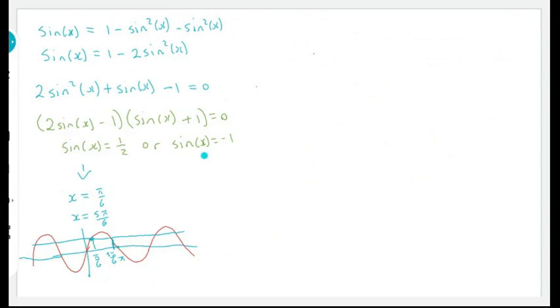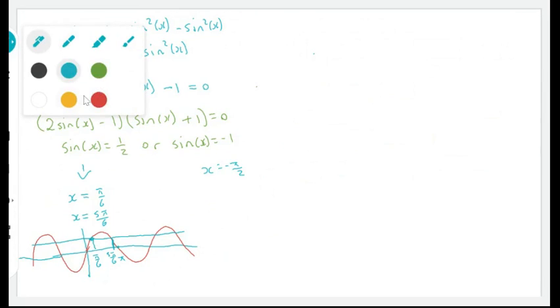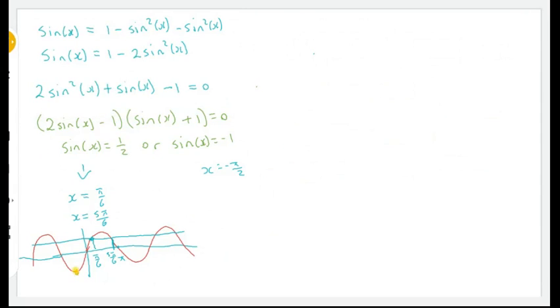And then we've got sine of x is equal to minus 1. So from that, we get that x is going to have to be minus 90 or minus pi over 2, which I'm going to put in yellow, is over here. So the other point where it's going to hit minus 1 is over here, which is 3 pi over 2. So x also equals 3 pi over 2.